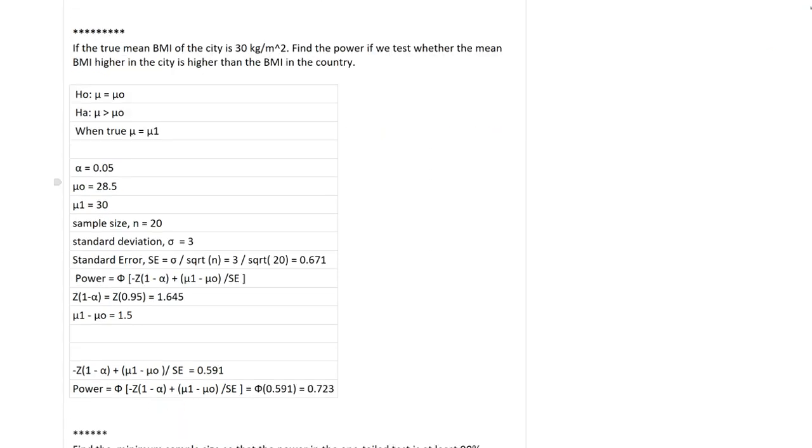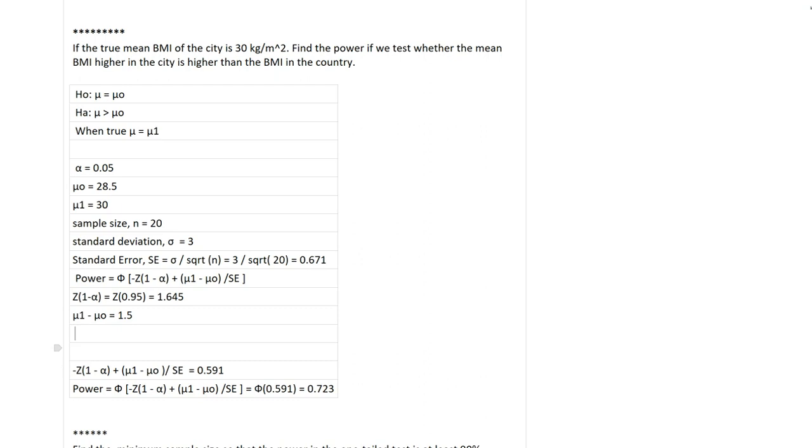So your mu0 here is 28.5, and mu1, the true mean, is 30. The size is 20, and the standard deviation is 3. So here we can get the standard error, just as before, 0.671. And we use this formula for the power. Since this is a one-tailed test, we will be getting the z of 1 minus alpha, and that's just 1.645. And you put all those things together here.